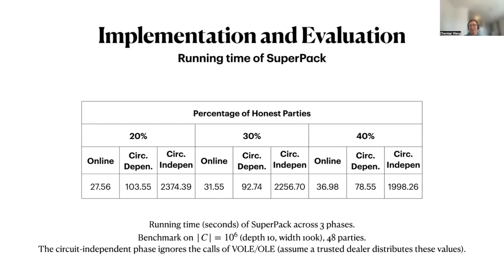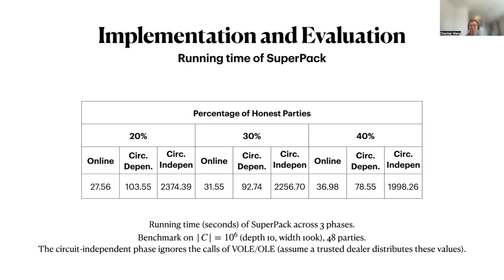We also implemented the pre-processing phase of the SuperPack, except for the calls to functionalities like VOLE and OLE during the circuit-independent pre-processing. Here we assume a trusted dealer distributes these values. And for these functionalities, there already exist methods based on pseudorandom correlation generators, which would achieve sublinear communication.